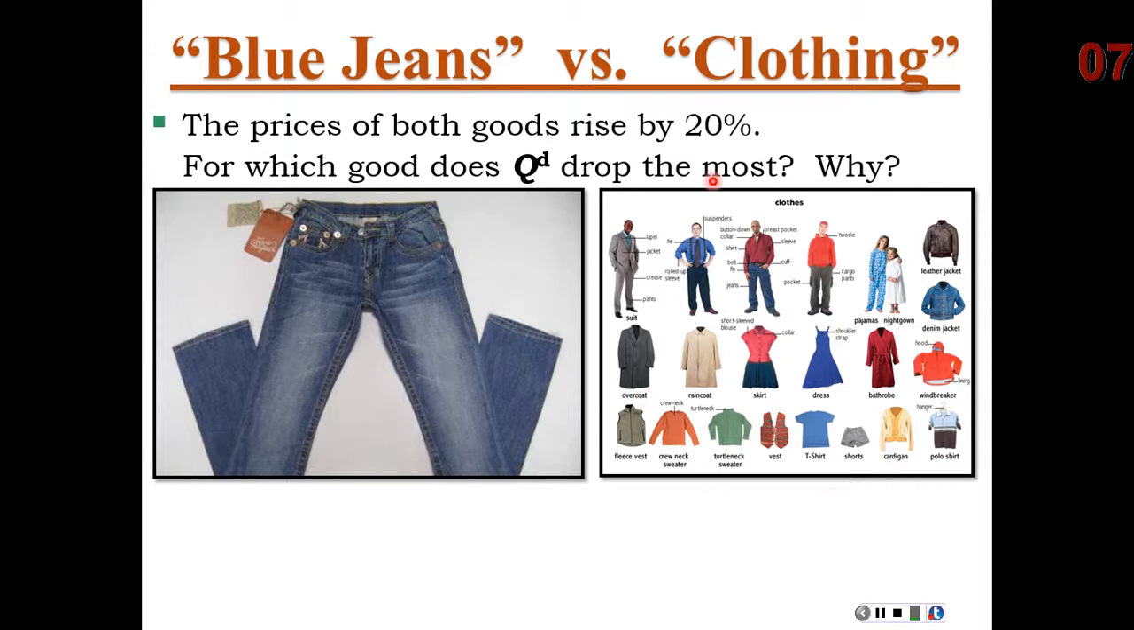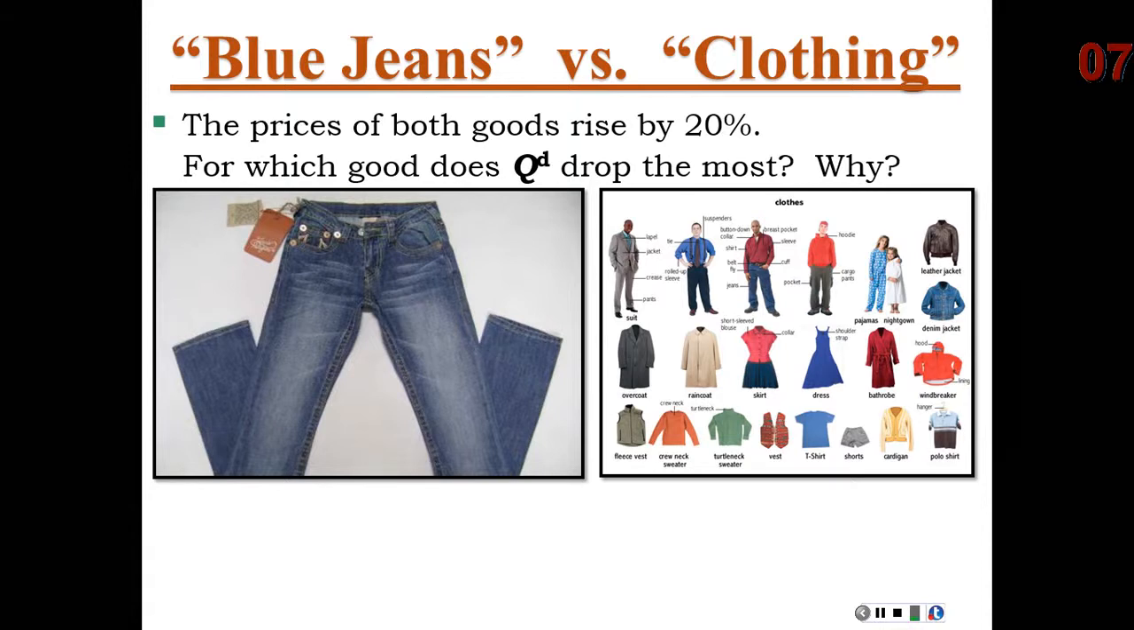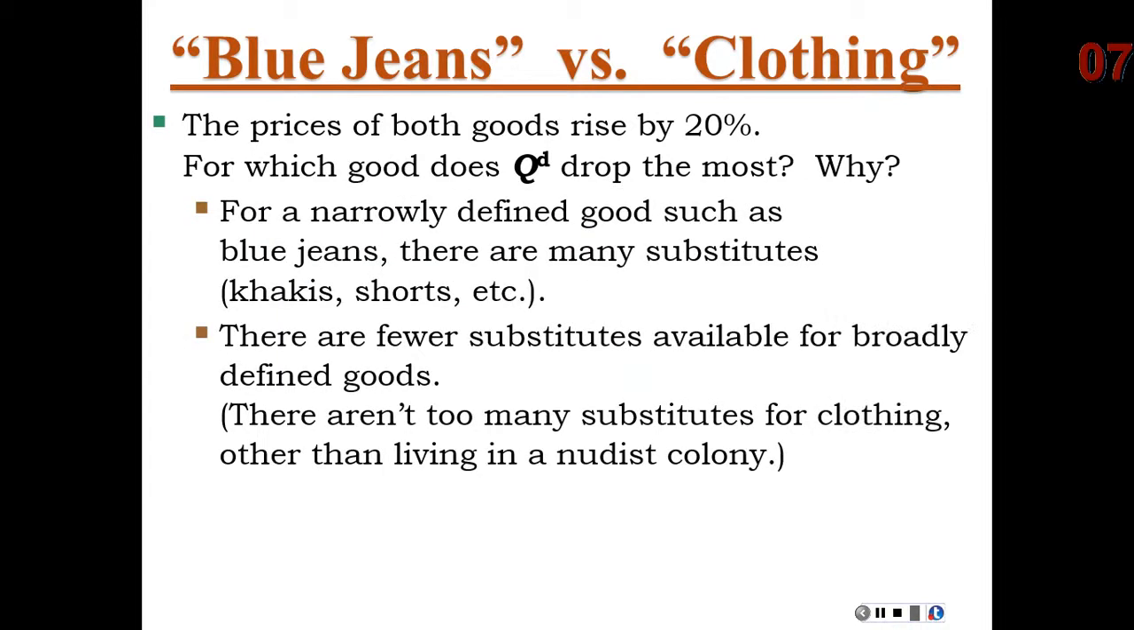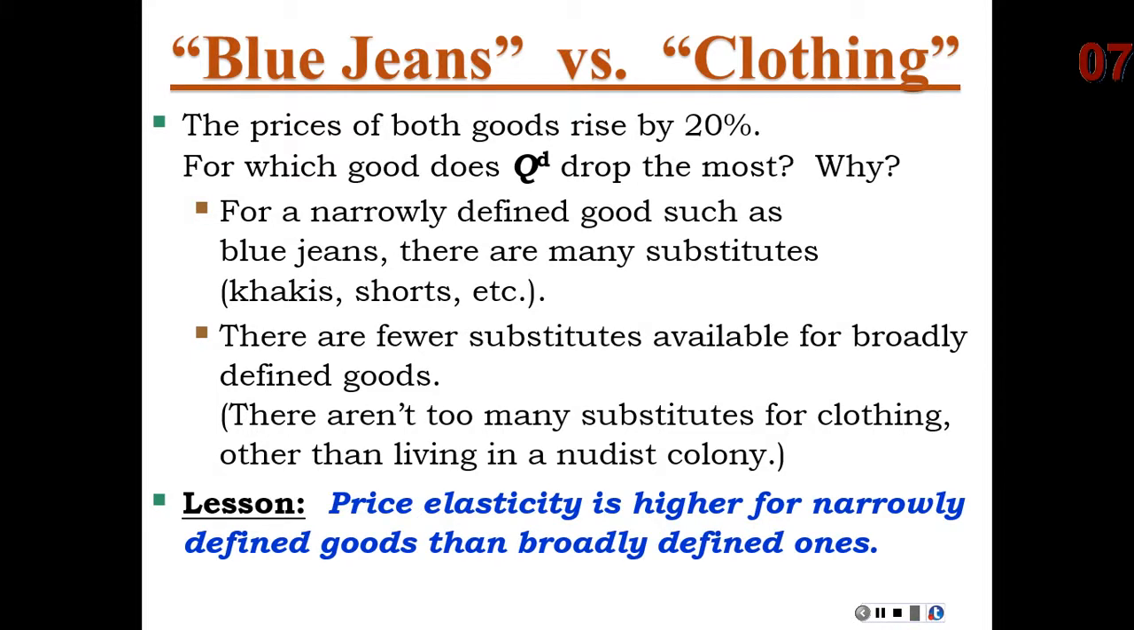Whereas if the price of all clothing, a very broad definition of a market, goes up by 20%, there's really no substitutes for clothing in general, unless you live at a nudist colony, which most people don't. And so there would be no substitutes if all of clothing went up by 20%. Therefore, the reduction in quantity would be much smaller with the broad definition. Therefore, the more narrowly we define the market, the more elastic demand tends to be, in general. So again, price elasticity is higher for narrowly defined goods than for broadly defined goods.